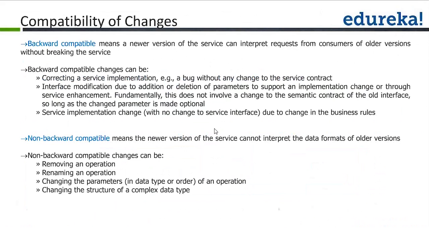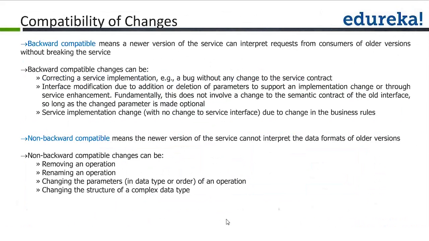So non-backward compatible changes can be removing an operation, renaming an operation, changing the parameters, and changing the structure of a complex data type. From a service standpoint, what could be the non-backward compatible change? You have an operation and you remove it, right? You are not adding something new. If we add something new, it will be a forward compatibility issue, that the new clients cannot access it because they are not ready, they don't know about it.